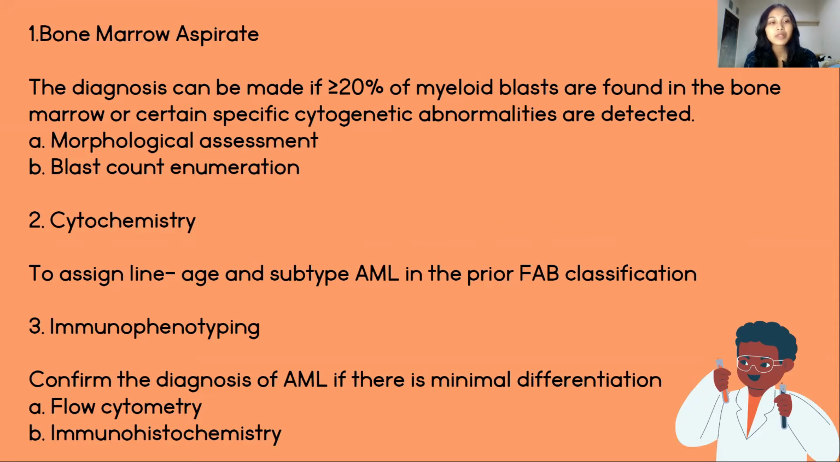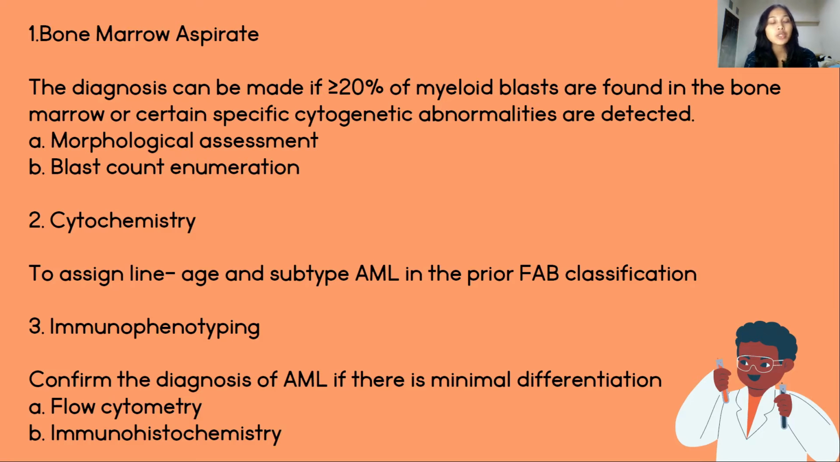This test requires two steps. The first one is morphological assessment, and the second one is blood count enumeration. The morphological assessment evaluates the morphology, the relative progression of non-blast cell types, and also dysplasia. Next one is cytochemistry. It helps us to assign lineage and subtype AML in the prior FAB classification. The third one is immunophenotyping.